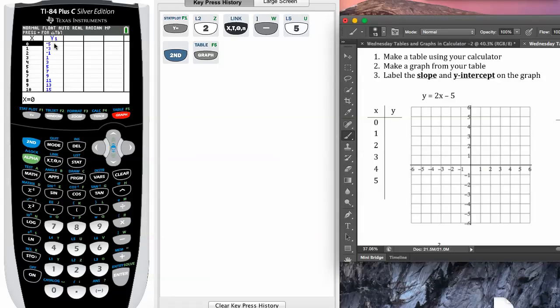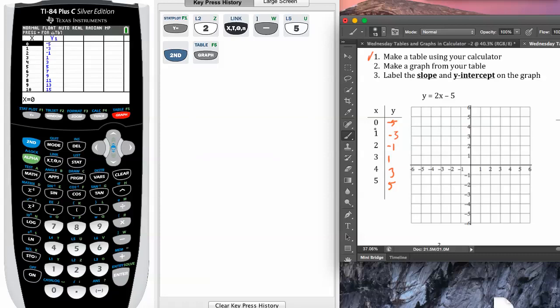When x is 0, y is negative 5. When x is 1, y is negative 3. When x is 2, y is negative 1. Going on and on, I have positive 1, 3, and 5. So now it says, first, make the table using the calculator. Check, did it. Then make a graph from your table.